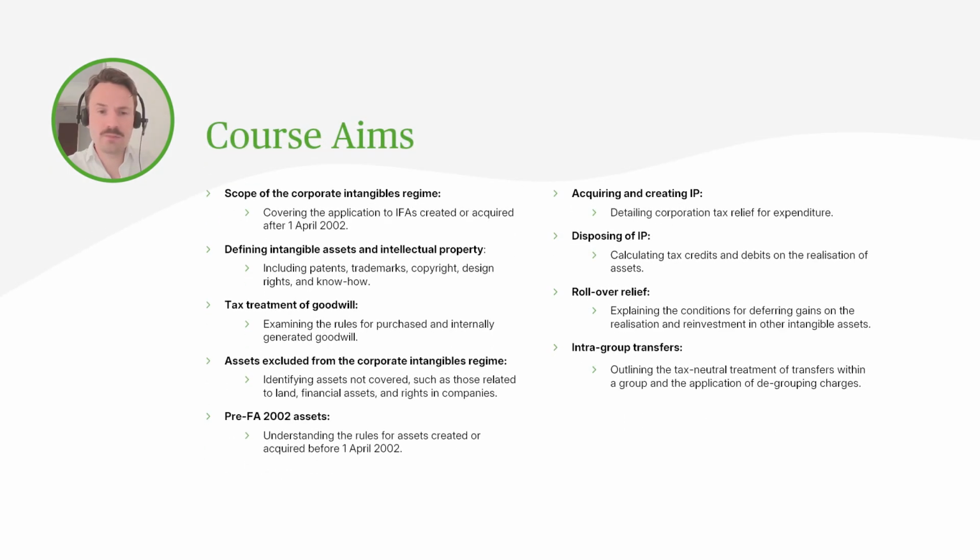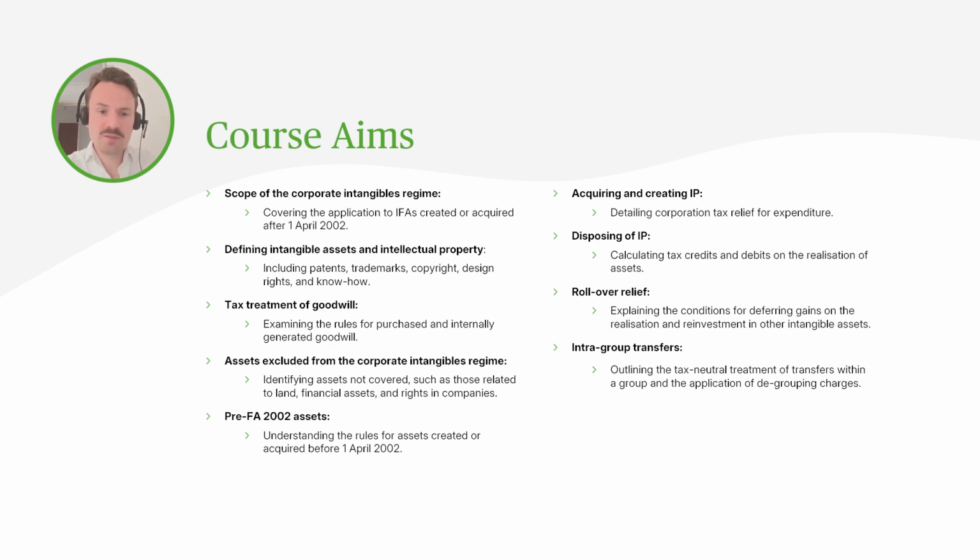So just briefly covering the course aims. These are the various topics we're going to be discussing today. We're initially going to introduce you to the scope of the corporate intangibles regime. This is the specific regime which deals with intellectual and intangible property and defines the corporation tax treatment of that property. We're going to move on to consider what we mean by intangible assets and what we subsequently mean by intellectual property as well, defining what types of assets are covered in the corporate intangibles regime.